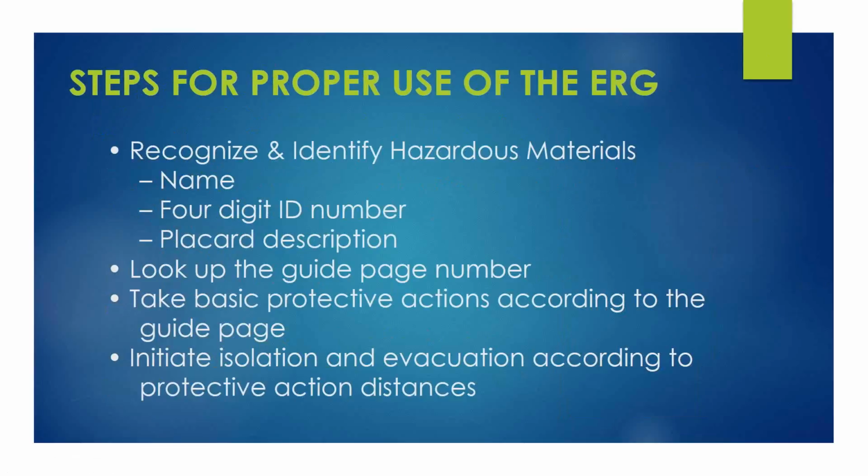So we can search this emergency response guidebook in 2 different ways, and we'll talk about that in just a second. But once we've looked up the material that we have, look up the number, and then according to the guide page, each chemical has its own pages. So look at those pages and take the protective action that is listed on those pages, and then initiate the evacuation and isolation procedures according to what distance is recommended based on what chemical you're dealing with.